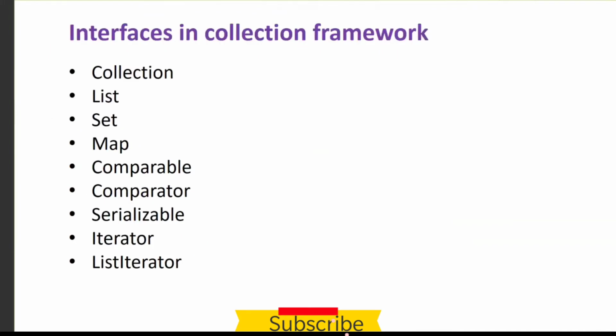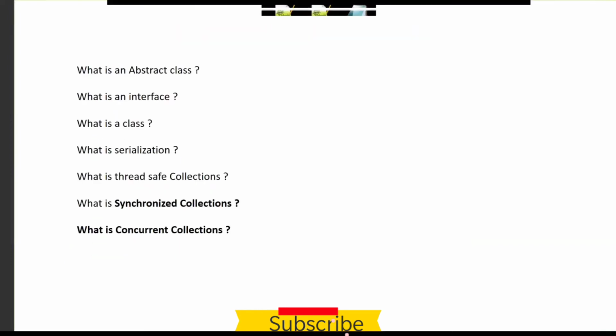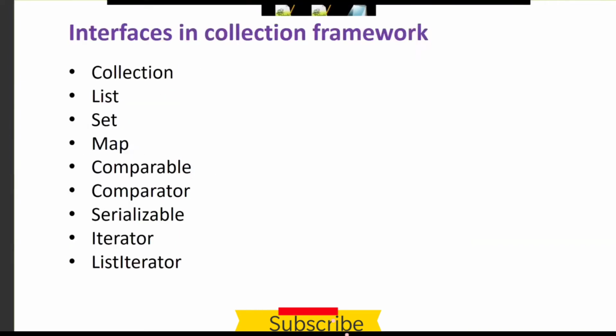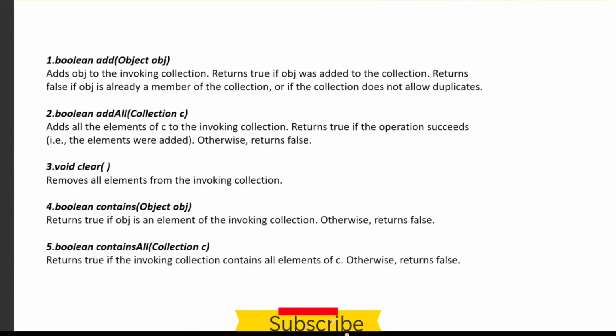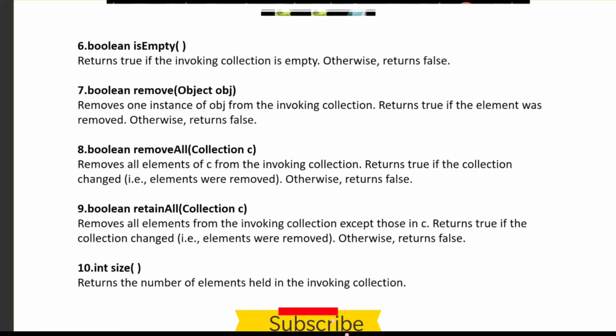All this list, set, map, comparable, comparator, by default will have how many? 10 methods. And additionally, list will have its own methods because list supports index operations. Set doesn't support index operations. Further, if we go into details of the classes, we will understand. By default each and every collection will have these 10 methods.